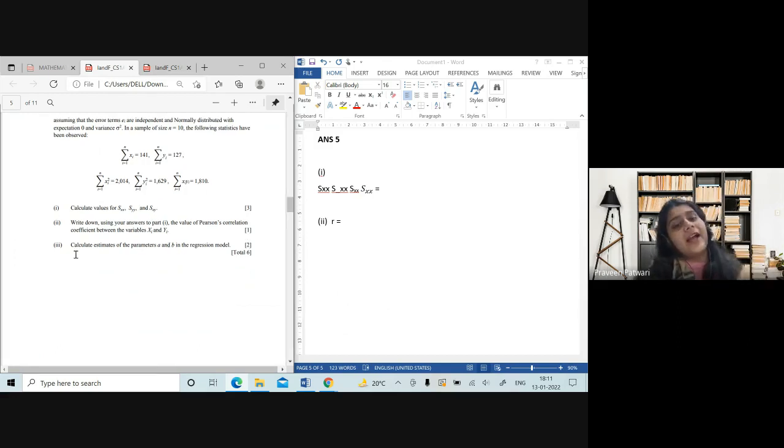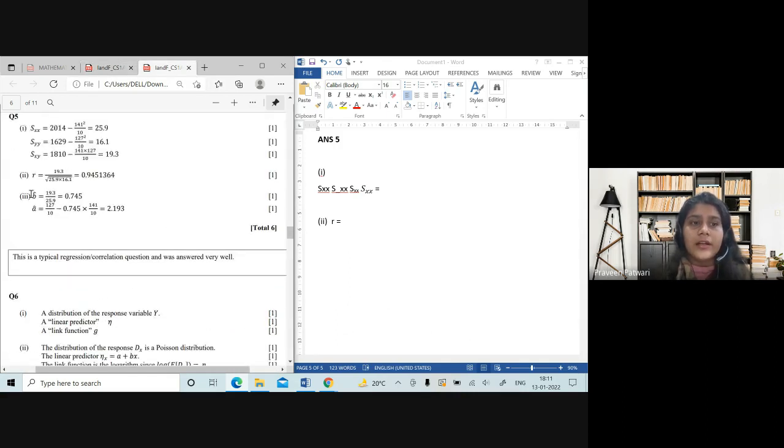Part 3, calculate estimates of the parameters a and b in the regression model. So this one is for 2 marks. So over here again, same thing they have done. Now over here, the a hat and the b hat.